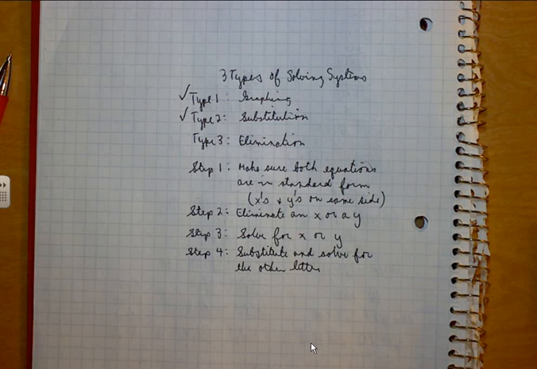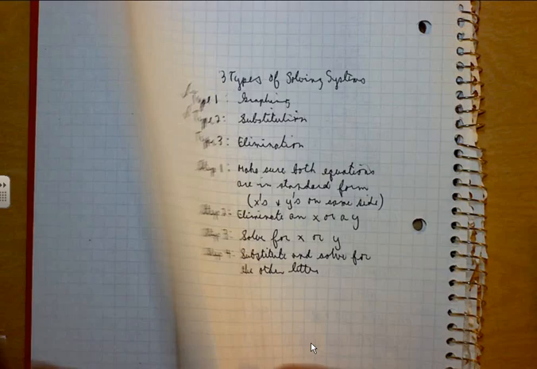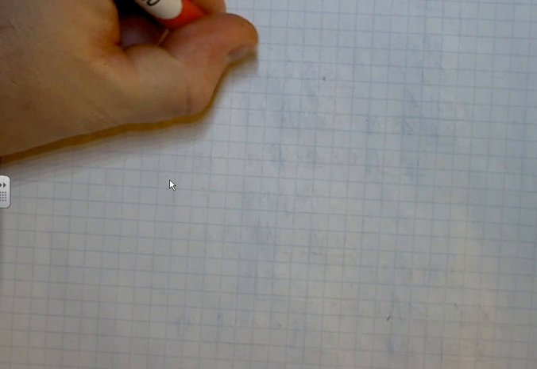Alright, so in the last video you got the four steps for solving by elimination, and in this one we're going to do three examples. Example 1.